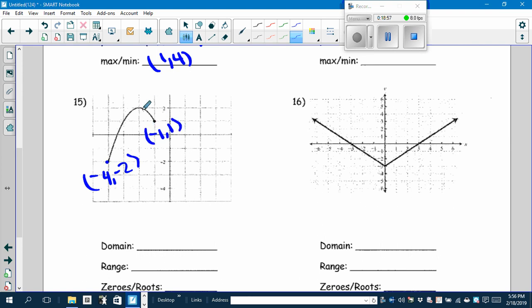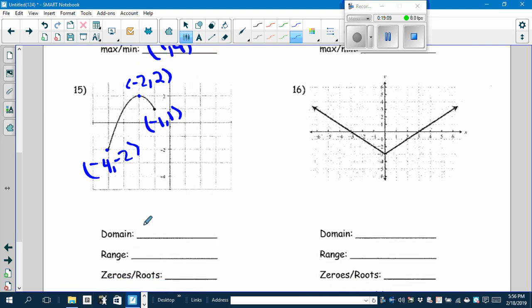But we also need this top point right here because that's the highest the function goes, right? So this is -2 and +2. So domain, I want you to look at your x values. Remember, your x values are always the first values you see. What is our lowest x value? Our lowest x value is -4.